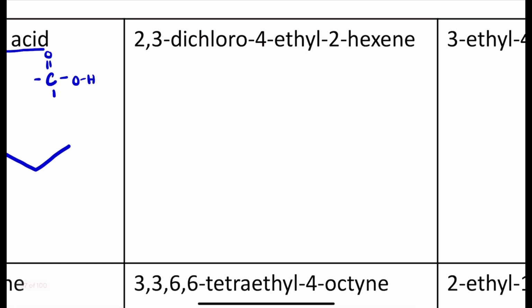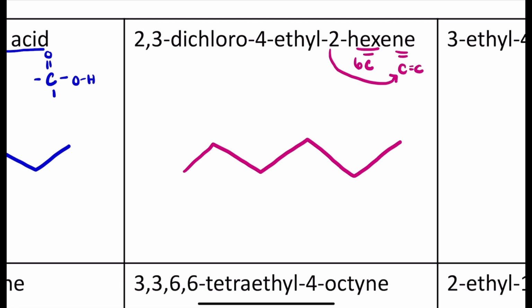2,3-dichloro-4-ethyl-2-hexene. Okay. Hexene tells me 6 carbon. Ene tells me double bond. 2 tells me where that double bond is. So let's do that first. 1, 2, 3, 4, 5, 6. And my double bond is at the second carbon. What that means is it starts at the second carbon, so it goes second to third. Now, we can do the rest of the name. At the second and third carbons, I have a chlorine group. So at carbon 2, I have a chlorine, and at carbon 3, I have a chlorine. At the fourth carbon, I have an ethyl group.